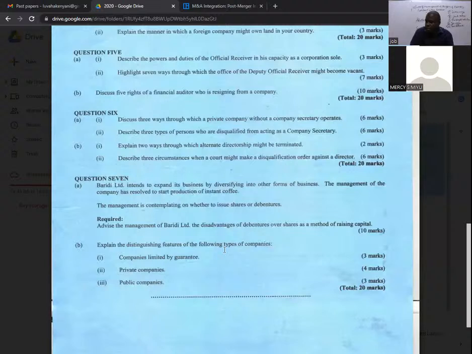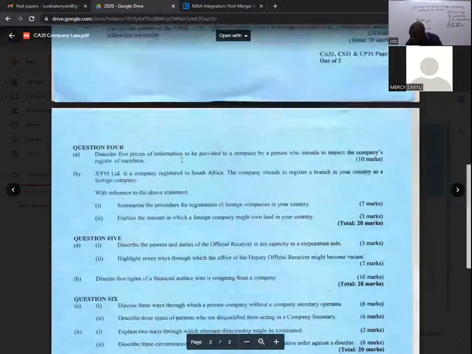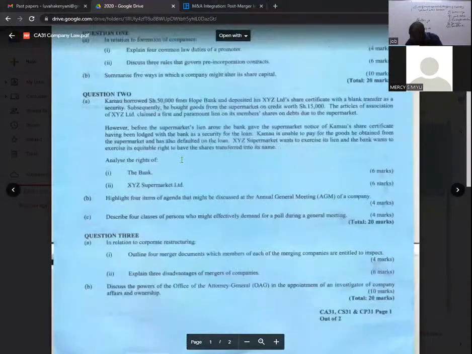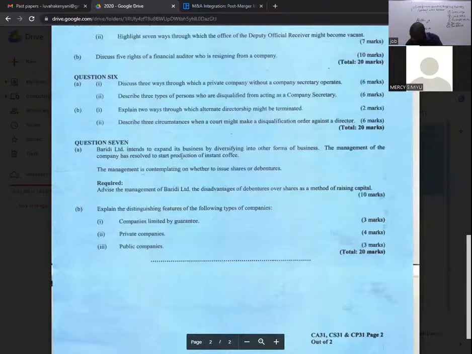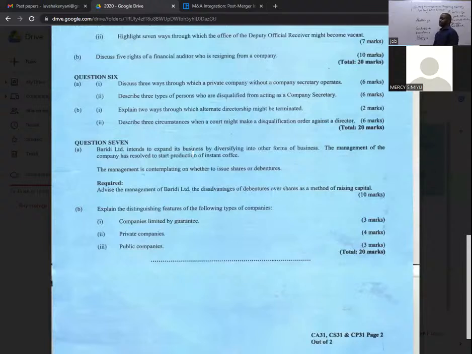Explain the distinguishing features of the following types of companies. Roman 1, companies limited by guarantee. Roman 2, private companies. Then Roman 3, public companies. Yes, so Mercy has read for us very well. That particular question is from this sitting, November 2020, question number 7B. So companies limited by guarantee, private companies, and public companies.